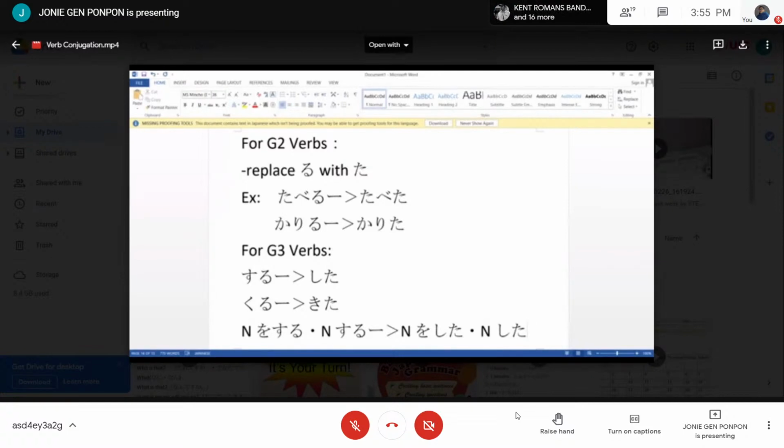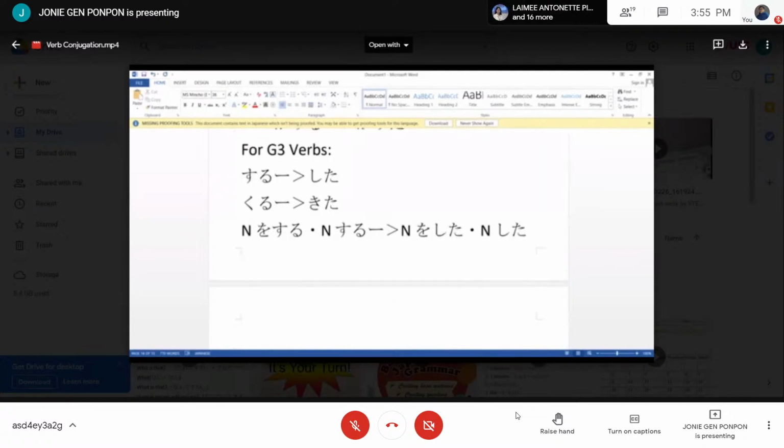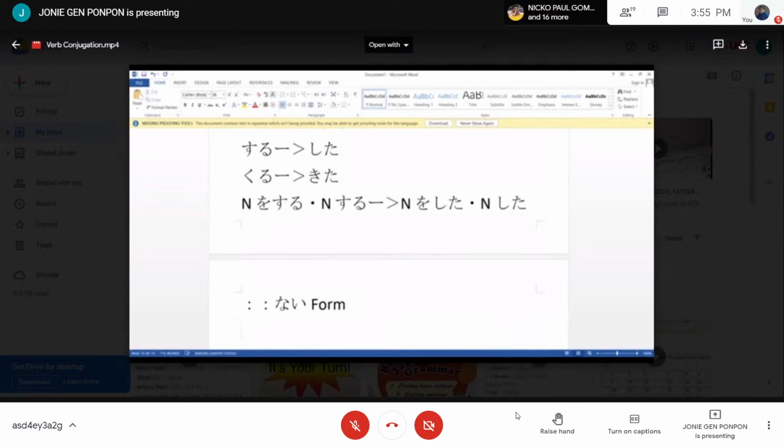Okay? Now, next, we are done with te and ta. Let's go to the nai form. Okay, or the nai kei. Nai form. Nai kei is present negative under casual style. Instead of tabemasen, it will become tabenai.